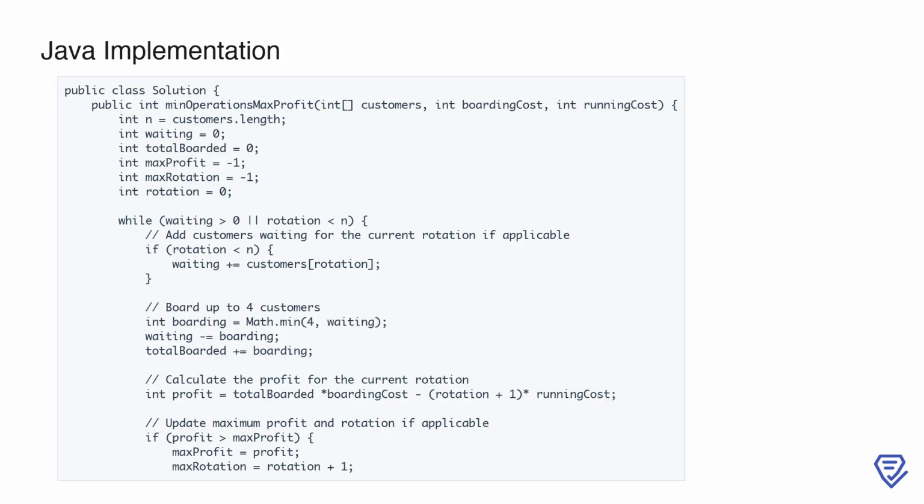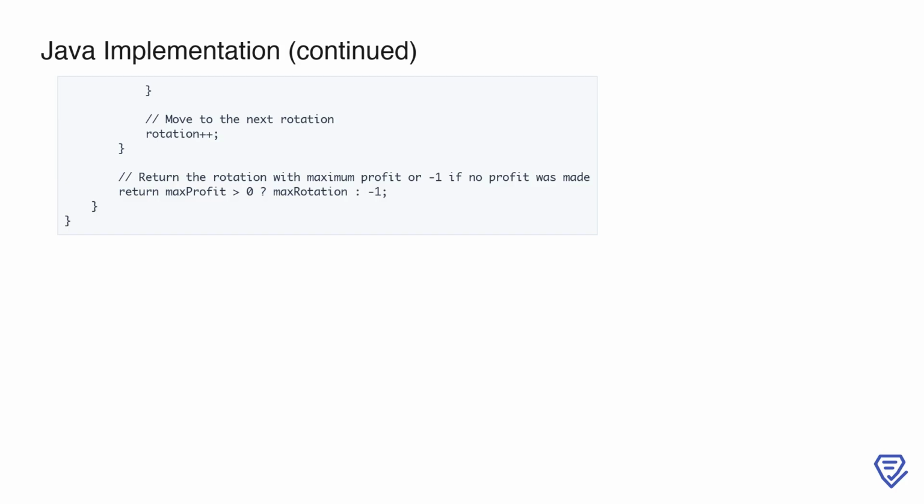Then, we compute the profit for the current rotation using the formula, total boarded * boarding cost - (rotation + 1) * running cost. If this profit exceeds the current max profit, we update both max profit and max rotation to reflect this rotation as the new maximum. Once the profit calculation and updates are complete, we increment the rotation variable to move to the next cycle. This continues until all rotations are processed and there are no more waiting customers.